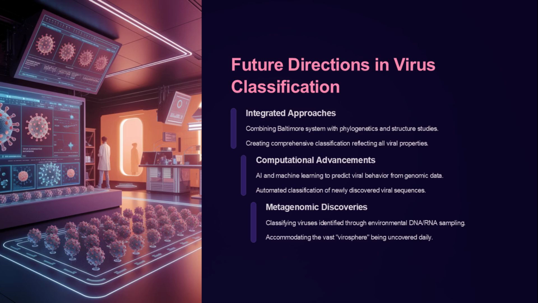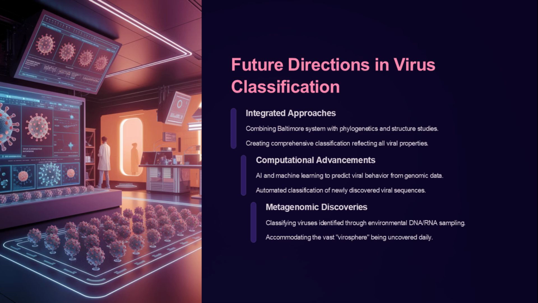The future of virus classification will involve integrated approaches, combining traditional methods like the Baltimore system with newer techniques like phylogenetics and structural studies. This will allow us to create a more comprehensive classification system that reflects the full range of viral properties. Computational advancements, especially in AI and machine learning, will be key. These technologies can help predict viral behavior from genomic data and automate the classification of newly discovered viral sequences.